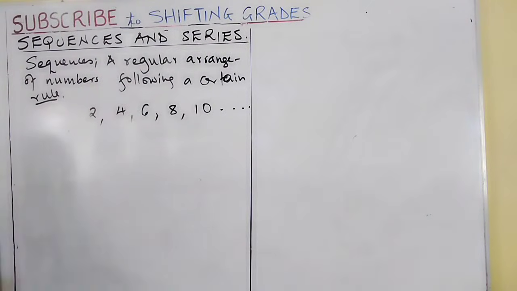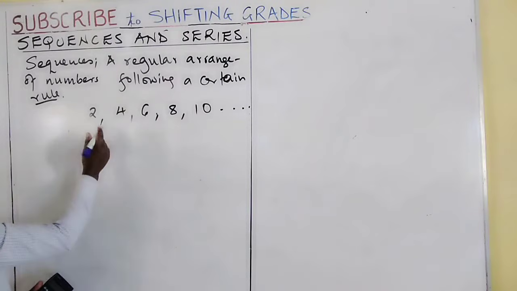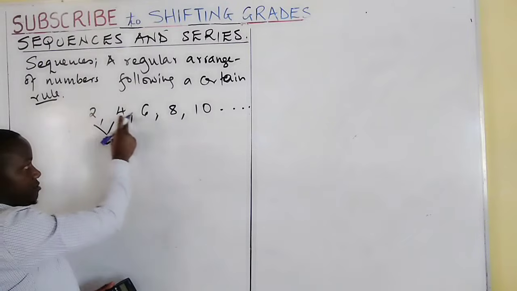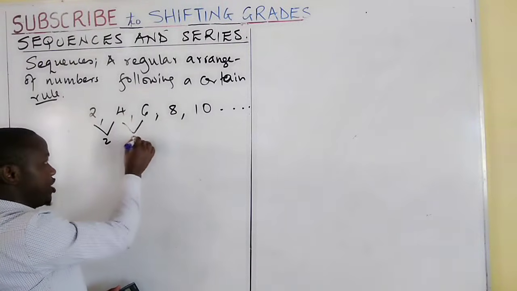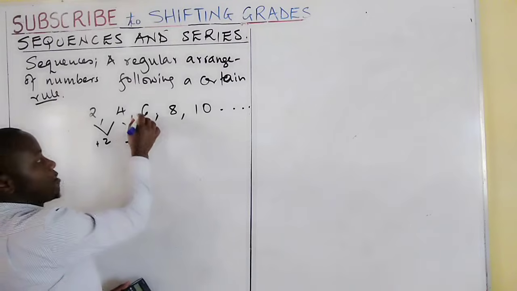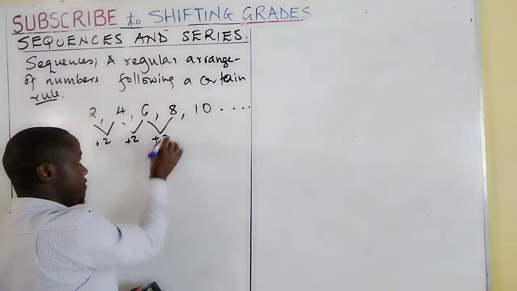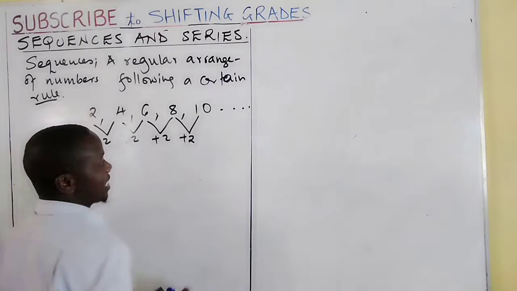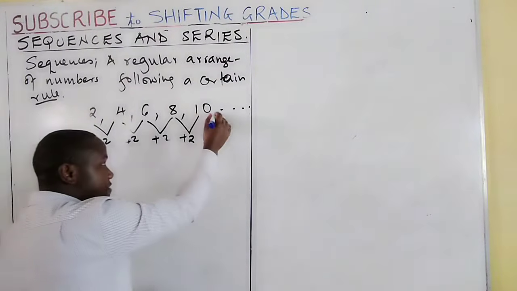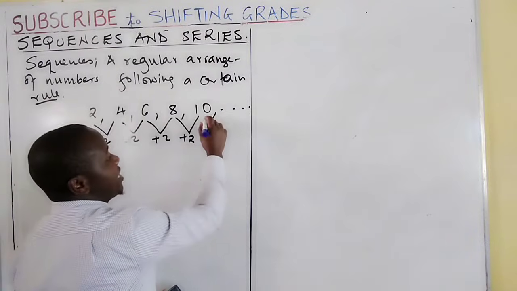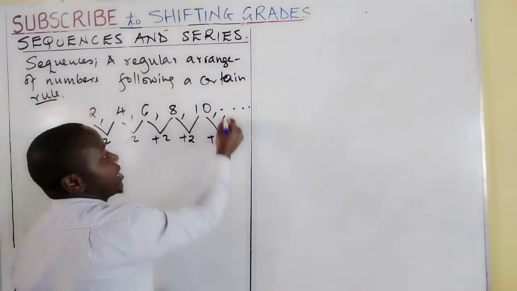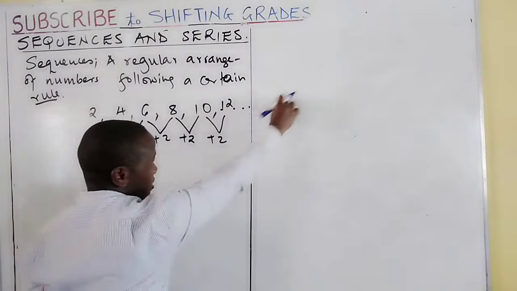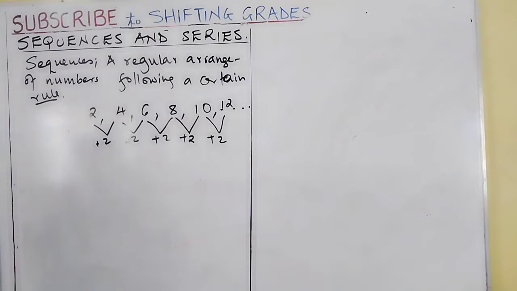Therefore, from 2 to 4, there is an addition of 2. And from 4 to 6, there is an addition of 2 again. From 6 to 8, there is an addition of 2. From 8 to 10, again a 2 is added. So if there is another term here, it will be found by adding 2 to 10, and it will be 12. Therefore, this sequence can be filled up to an infinite number of terms.